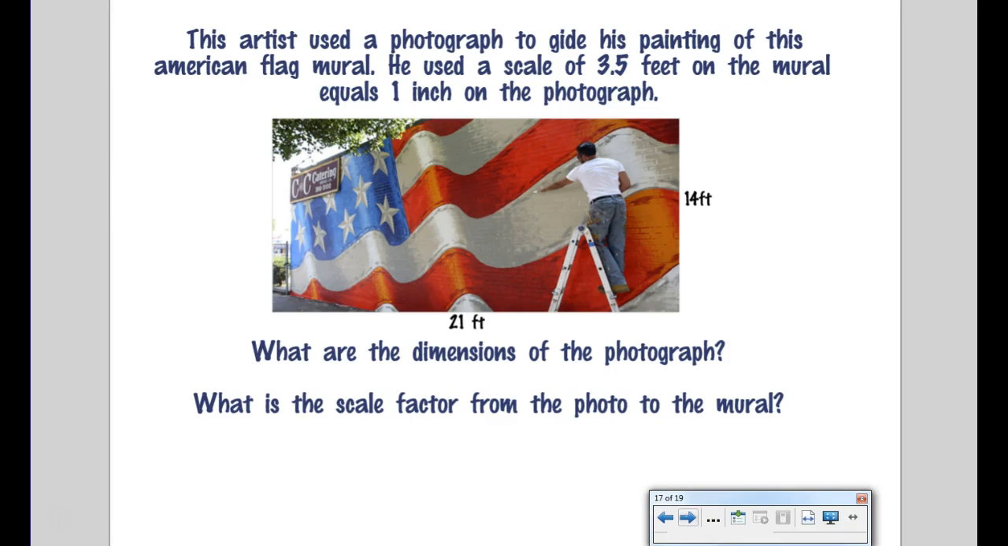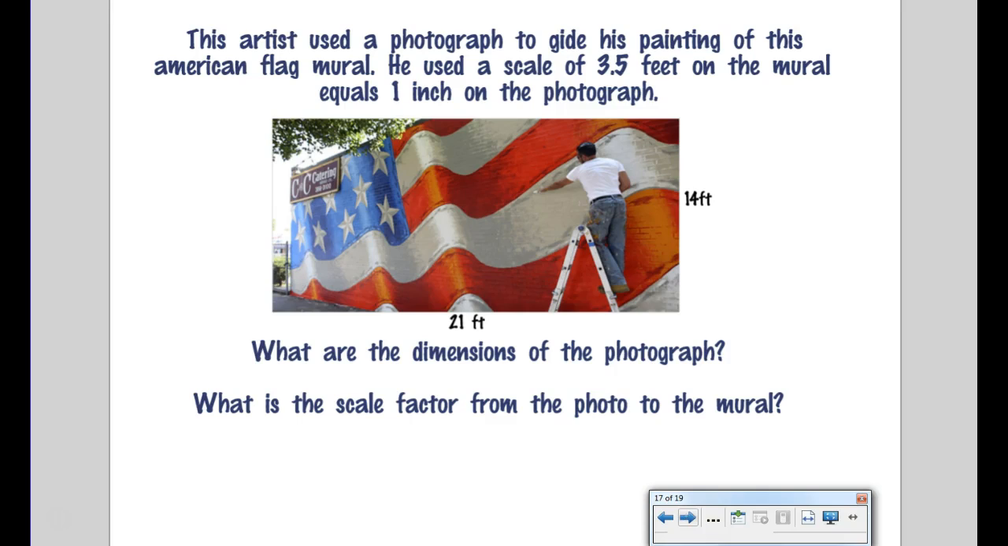Cool. Ooh, that's a pretty mural. The artist used a photograph to guide his painting of this American flag mural. He used a scale of 3.5 feet on the mural equals 1 inch on the photograph. What are the dimensions of the photograph?